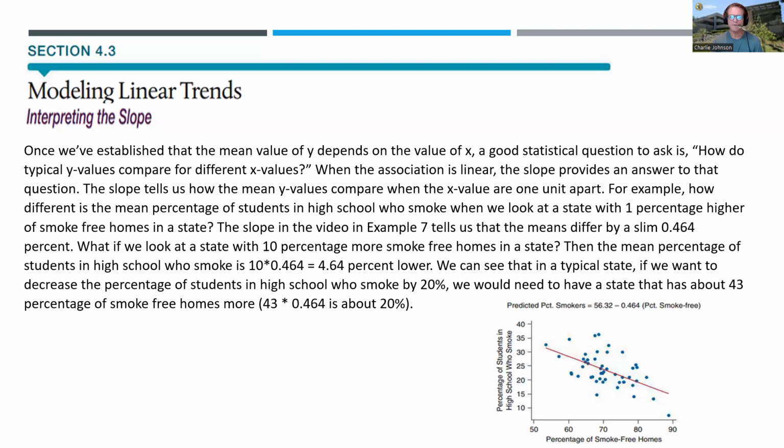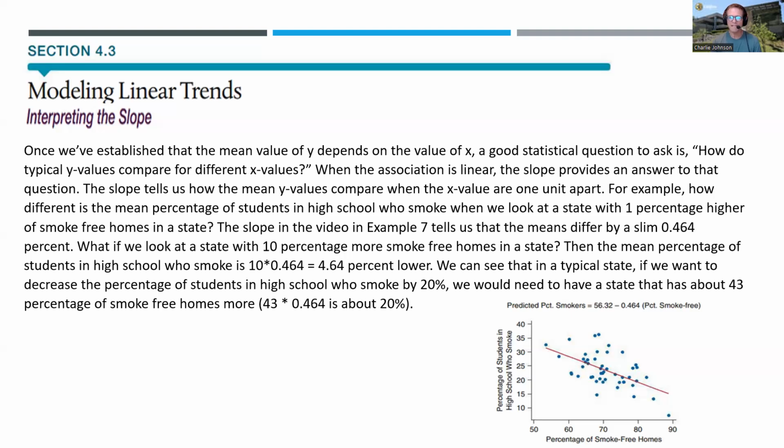What if we look at a state with 10% more smoke-free homes in a state? Because the 0.464 tells us the change for 1% more smoke-free homes. But what if it's 10%? Then the mean percentage of students in high school who smoke is 10 times lower, or 10 times 0.464, or 4.64% lower.